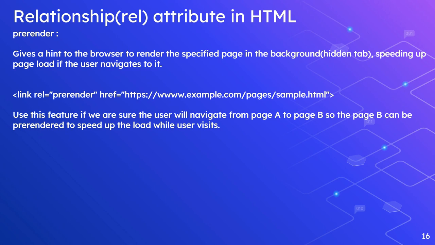Now let's move to the next one. Next one is the pre-render. This again gives a hint to the browser to render the specified page in the background. Let's say in a hidden tab, the specified page can be rendered and kept ready. So this speeds up the page load if the user navigates to that pre-rendered page. This is the way you can say rel equal to pre-render, then href, the page.